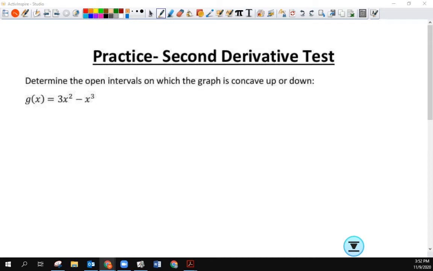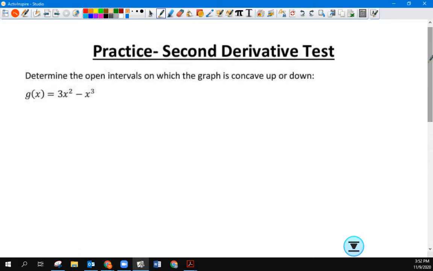Okay, so we're going to be practicing the second derivative test today. Where the first derivative test gives us where our function is increasing, decreasing, and our critical points, the second derivative tells us where our original function is concave up, concave down, and our points of inflection are, or possible points of inflection. So the second derivative test is just like the first derivative test, except we use the second derivative.